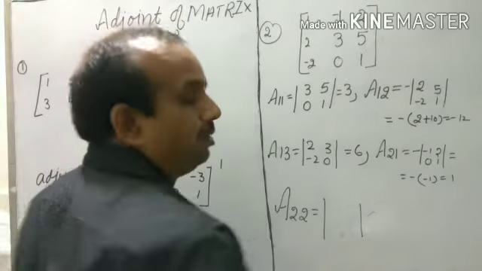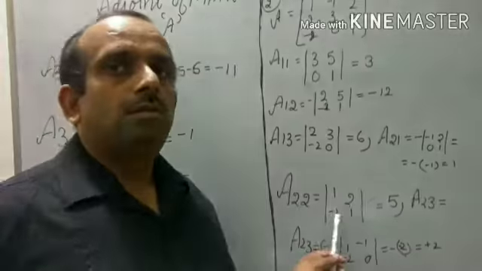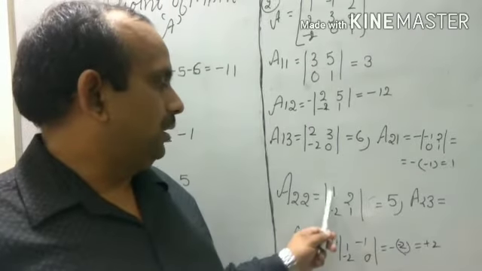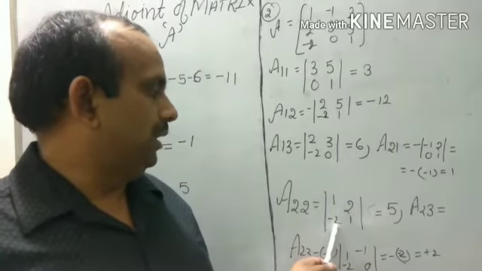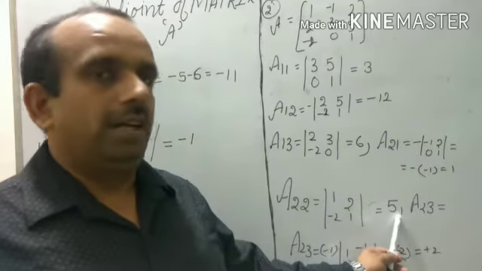Now we are finding A22. 2 plus 2 is 4. It is an even number, so there is no need to put any sign. A22 will be equal to the determinant of 1, minus 2, 2, 1, which will be equal to 5.